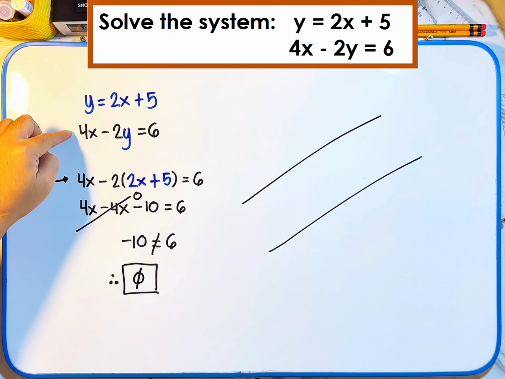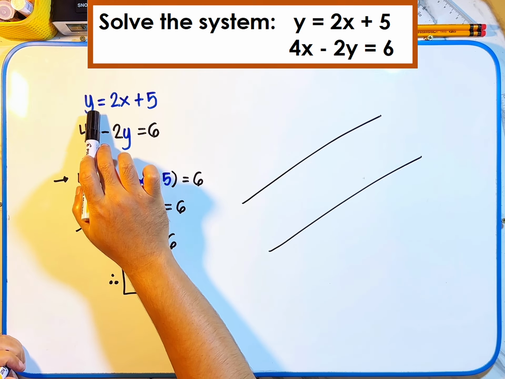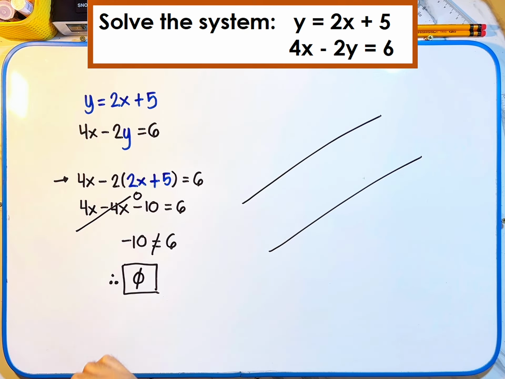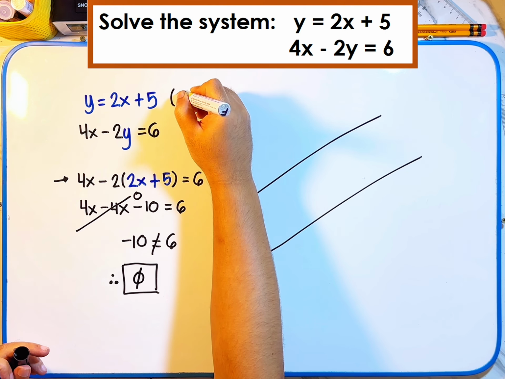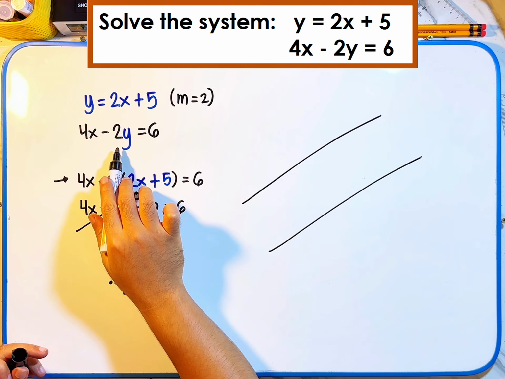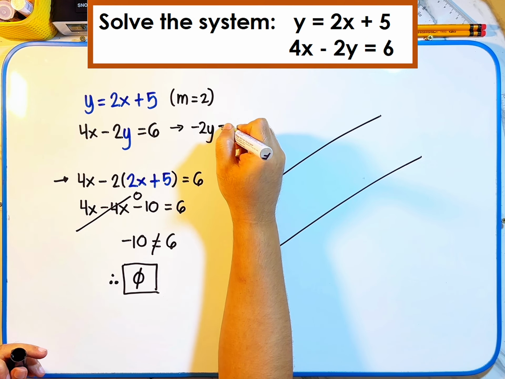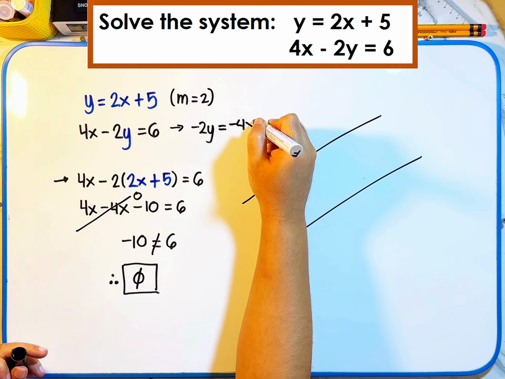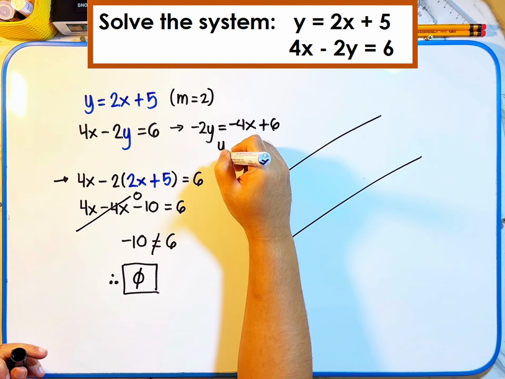Now, to prove that these two lines are parallel, just use the slope-intercept form. The first equation is already in slope-intercept form, right? y equals mx plus b, wherein the slope is 2. So the slope of this line is equal to 2. Now, if you turn this into slope-intercept, you'll get negative 2y equals negative 4x, and then plus 6. Divide both sides by 2, you get y.